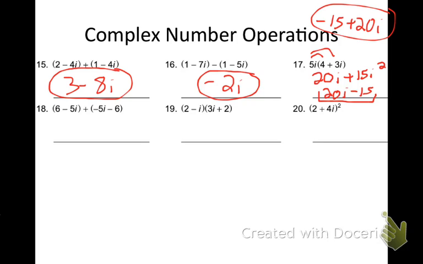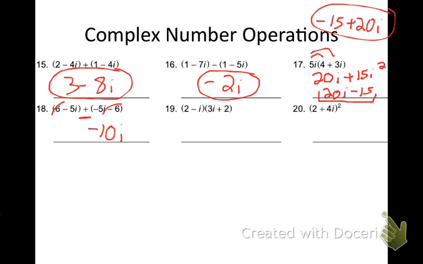Number 18, 6 minus 5i plus negative 5i minus 6. What do you get, John? You're just adding. Megan? What'd you get? Negative 10i. That is correct. Nice job. Yeah, your 6's are going to cancel out. 6 minus 6. You're just left with negative 5i plus negative 5i. It's negative 10i.